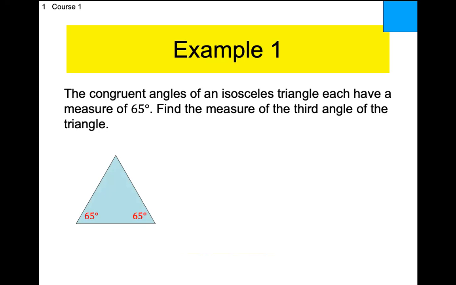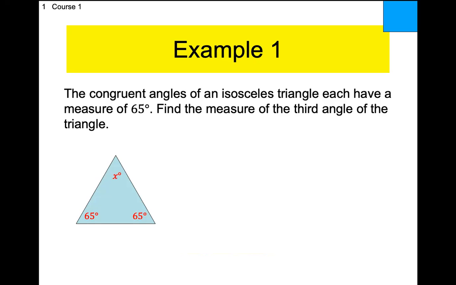Now, we have to think back upon our knowledge of triangles. All three angles in any triangle add up to 180. So could I figure out the third one? Yeah. Find the measure of the third angle. So what would I have to do to these two? Add them together and then subtract them from 180. So these two plus the third, we don't know what the third is, so we're going to assign the third the variable x, or whatever you want.